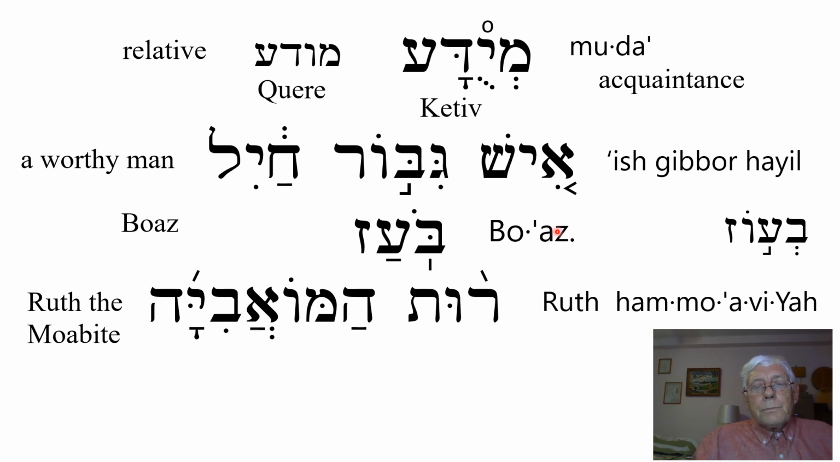So Boaz. Ruth the Moabite, just a very simple reference to Ruth as a Moabite. We see that over and over again in the story, that she is the Moabite woman, and it just gets repeated again. It's known as a gentilic, in other words, a reference to her nationality.